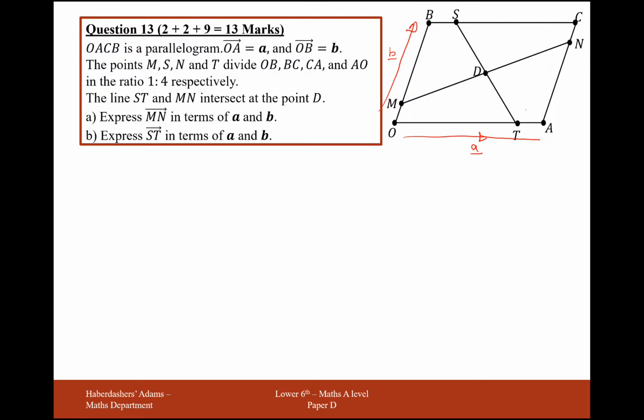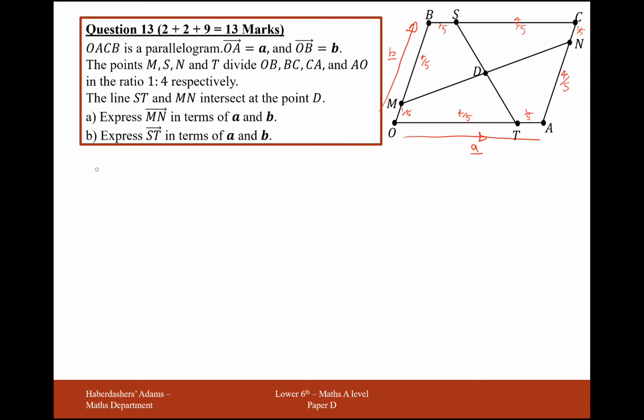So with each of these, whenever you have a fraction in a vectors question, always consider the fractions on each of the different parts here. So if we've got 5 parts in total, splitting them up in the ratio of 1 to 4 will give it 1/5 and 4/5 as fractions. Express M to N in terms of a and b.